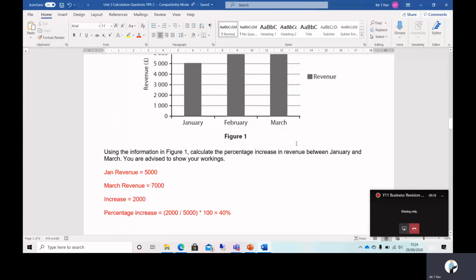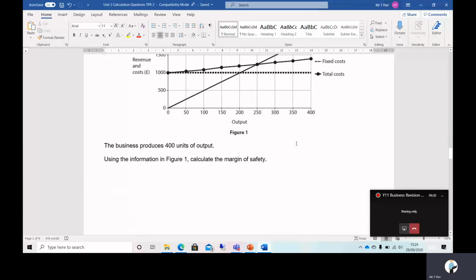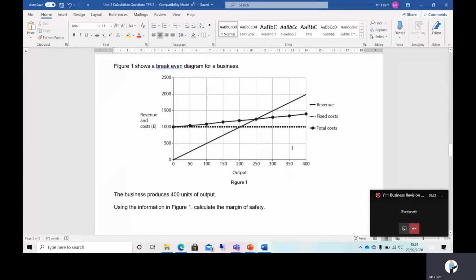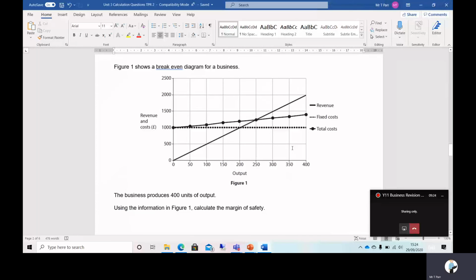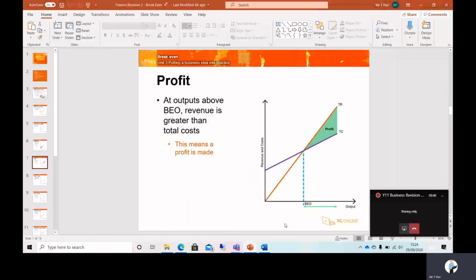Is there any more break even? Let's keep on going. Here we go. There's another one. Okay, this is margin of safety. But we can see we've got a break-even diagram. Look how the actual total costs, it's not a straight line. That means it changes depending on what the output is. Okay, let's go back to our PowerPoint and look at margin of safety.